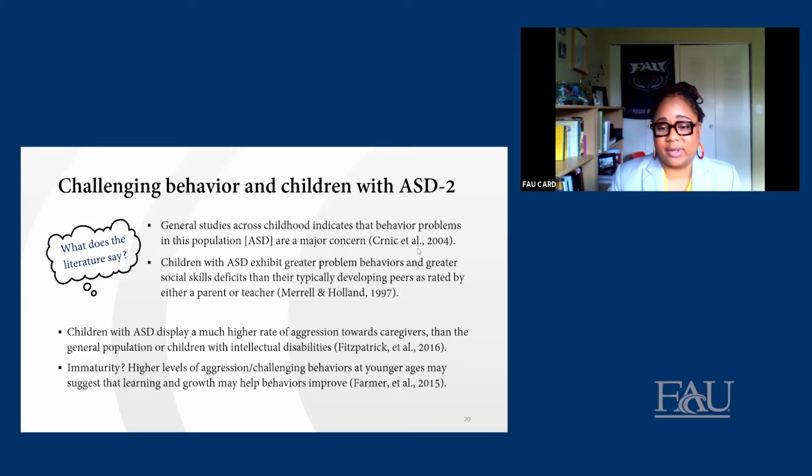High levels of aggression and challenging behavior at younger ages may suggest that with some learning and growth, these behaviors might improve. But again, if we're looking at challenging behaviors over time for students with autism, we're looking at behaviors that are beyond what's expected developmentally, beyond that range of what we consider to be typical.